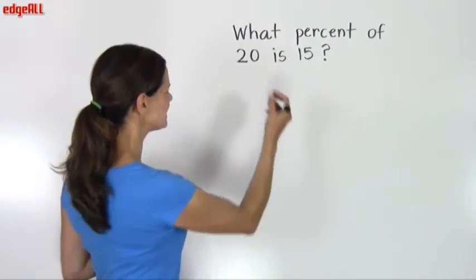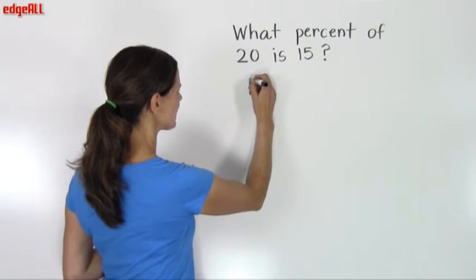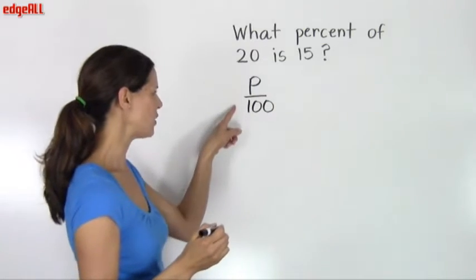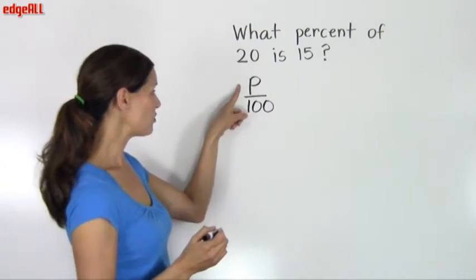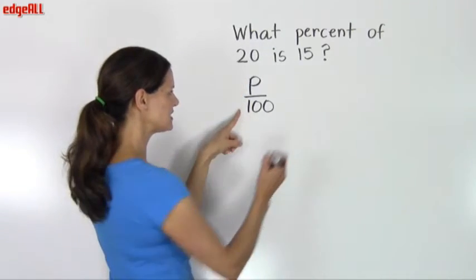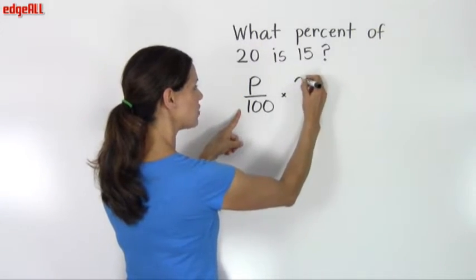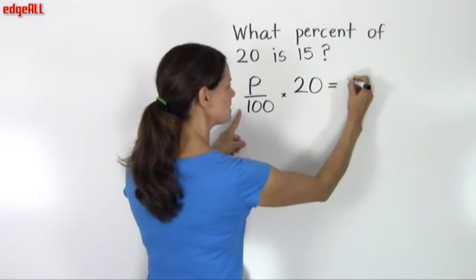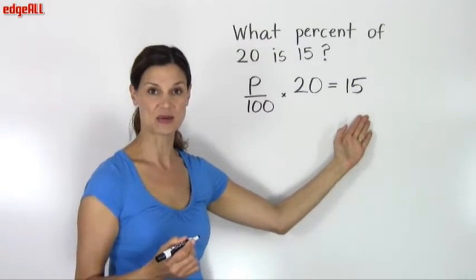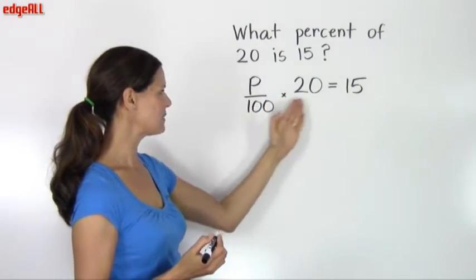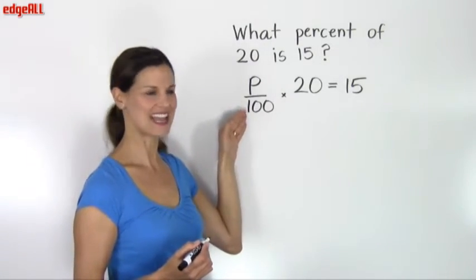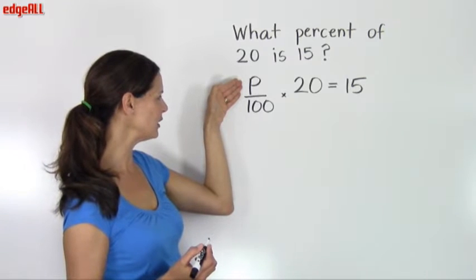So we can write what percent, we're going to use P for our unknown percent, and remember that percent is always over 100. So we don't know the percent, so P is going to be our variable or our unknown. So percent times 20 equals 15. So it's set up similarly to our other percent problems where we do percent times the number equals our answer. In this case, we don't know the percent, and that's why we have a P here for our variable.